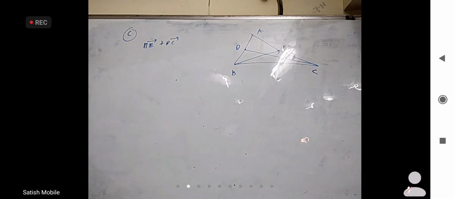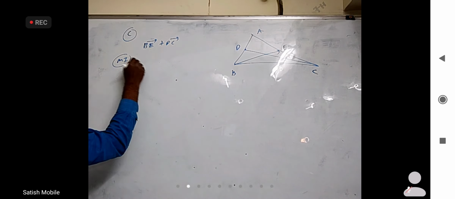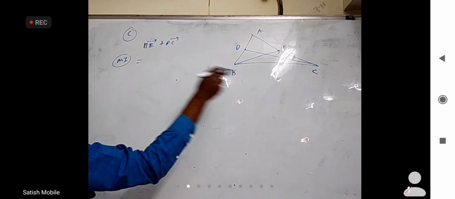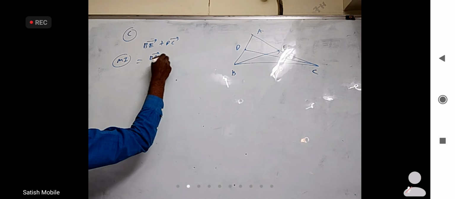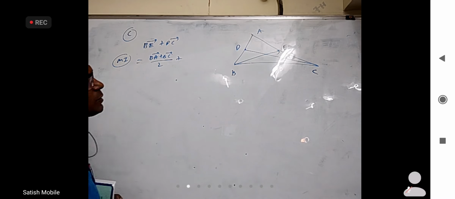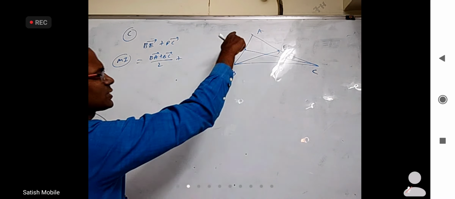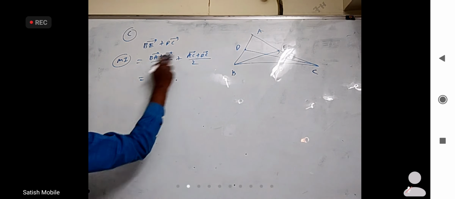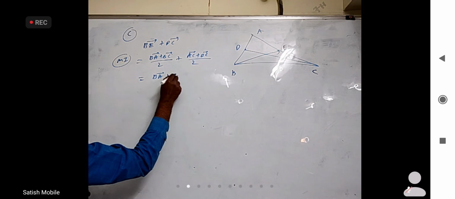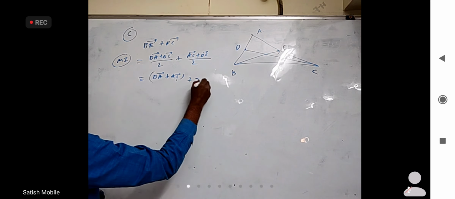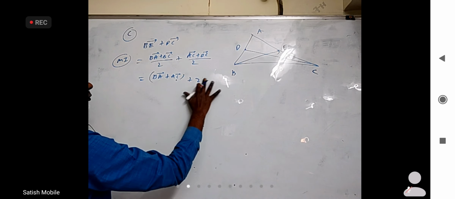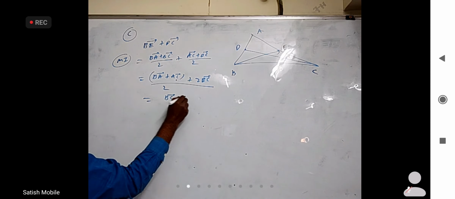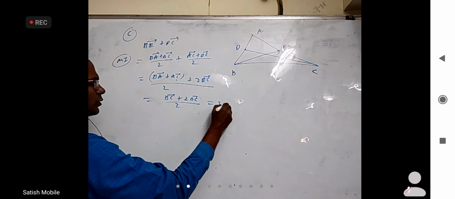Okay, I guess we can do it in different ways. Once again, BE bar, I can straight away write BA plus BC by 2. DC bar, DC is AC plus BC by 2. Now BA plus AC I can add, BA bar plus AC bar, BC plus BC is 2 BC bar by 2. BA plus AC I can write BC bar plus 2 BC bar by 2, which is 3 BC bar by 2.